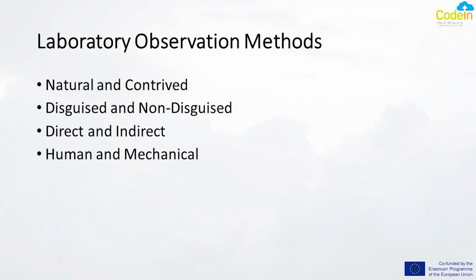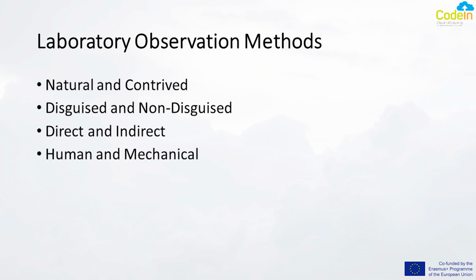Disguised and non-disguised. In a laboratory setting, researchers can conduct both disguised and non-disguised observations. Disguised observations are conducted when the subjects do not know they are being observed. During such observation, subjects behave more naturally, and the information gathered better reflects their true reactions. However, there is an ethical problem with this method of data collection because the subject may not want the researcher to record their private behavior.